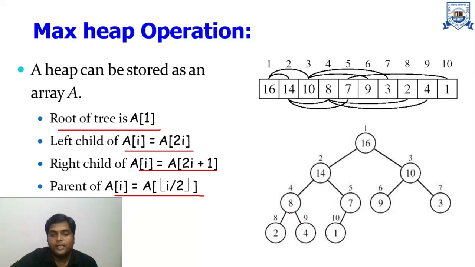The left child of 14 is 8. So if 14 is the element, what is the left child of this 14? That is at index 4, that is 8. And what is the right child? That is 2i plus 1. So 2i, what is i? i is equal to 2. So 4 plus 1, that is 5. So 7 is the right child.